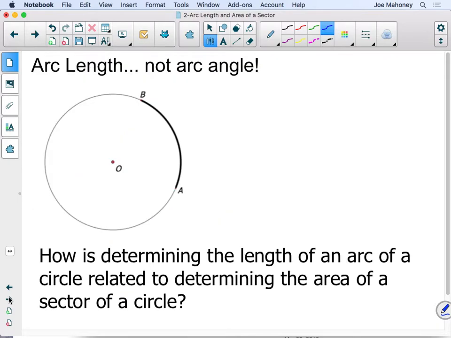Let's talk about arc length. Now we're talking about the length of the arc. What we're talking about is this darkened area from A to B. I don't want to know the angle measure of it. I want to know, if I can pull this off, how long is it? So my answer is in a linear measurement like inches or centimeters or meters or feet or whatever the circle's dimensions are. So that's the length we want. And my question to you is, how is determining the length of an arc of a circle related to determining the area of a sector of a circle?